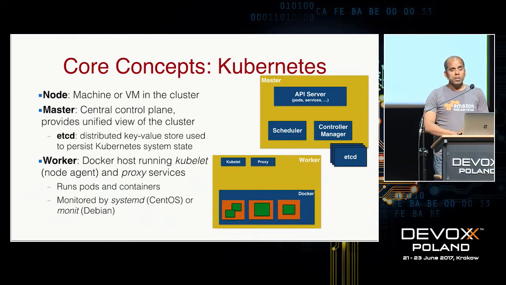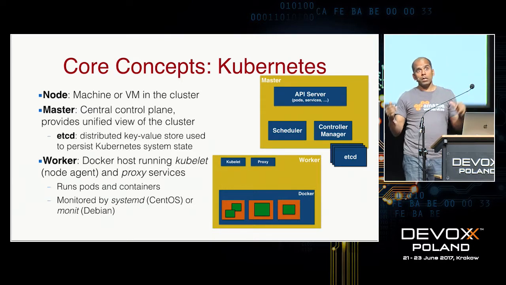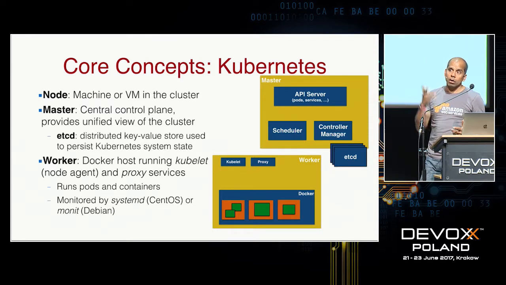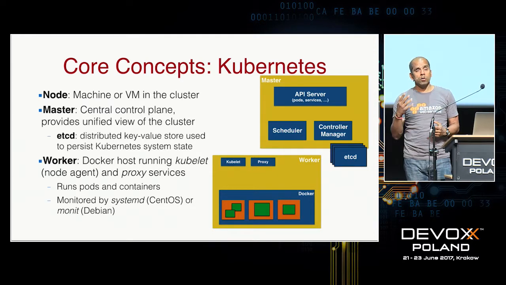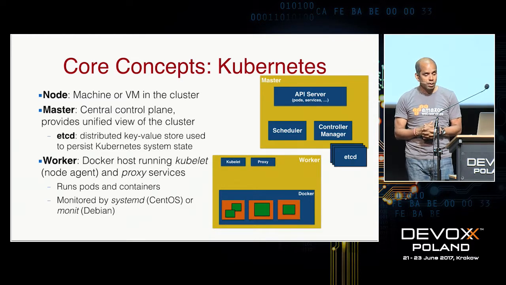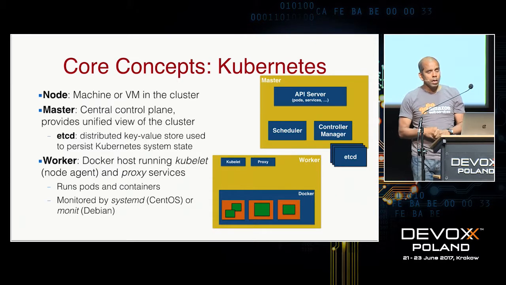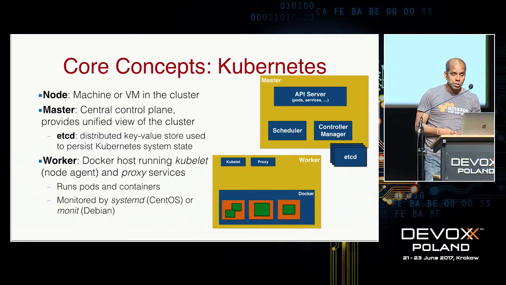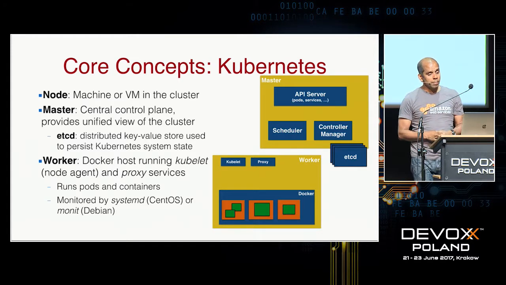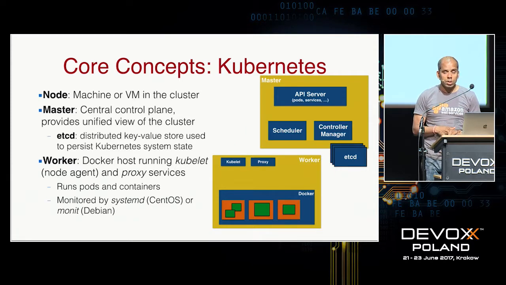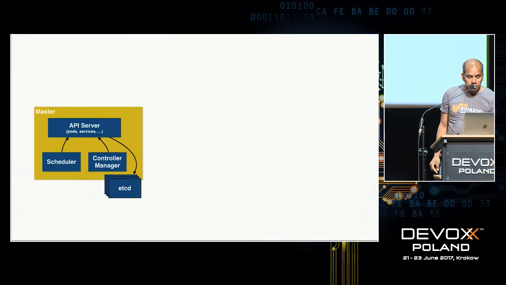On the worker side of it, of course, there is a Docker host running on it, even though Kubernetes supports multiple container formats as well. Rocket being the other one, and they're also looking to support the OCI compliant container format as well. But essentially, you have your Docker host running over there. That's where your pods and containers are running. And the Docker host or the kubelet itself is monitored by your operating system specific processes, so that in case it goes down, that process can come back up again.